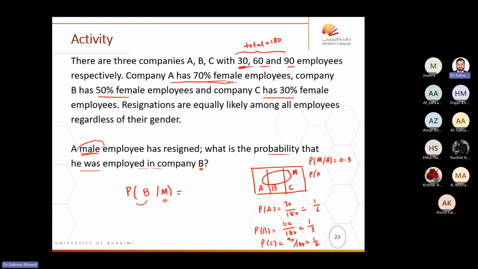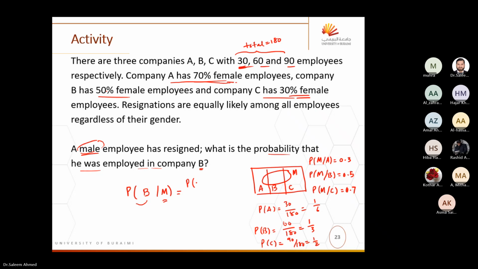What is the probability that a male is selected from company B? Company B has 50% females, so it will be 50% males. And probability of male from company C: company C has 30% females, so 70% will be males. So it's the opposite. Now I have all 6 probabilities. They are asking me this one.